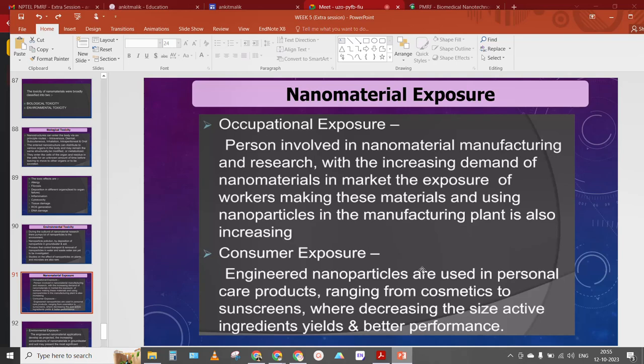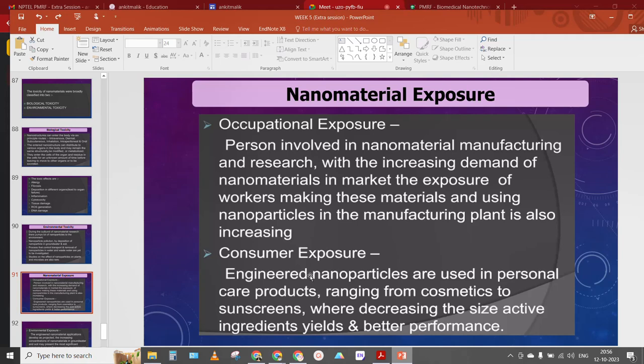The other nanomaterial exposures are occupational exposure and consumer exposure. In occupational exposure, a person is involved in nanomaterial manufacturing and research. With increasing demand for nanomaterials in the market, the exposure of workers making these materials and using nanoparticles in the manufacturing plant is also increasing. I'll give you an example of occupational exposure. Suppose some researcher or scientist is working with some carcinogenic material throughout his life, like throughout his 20 to 25 years, it may cause occupational exposure toxicity to that particular researcher or scientist.